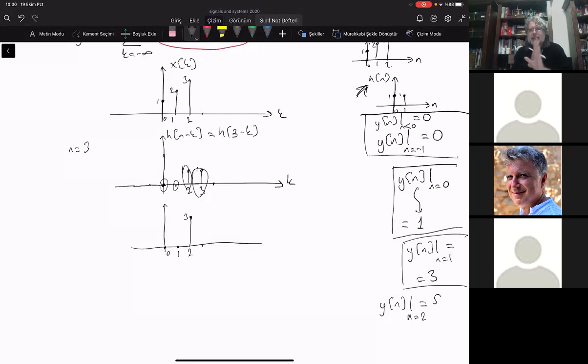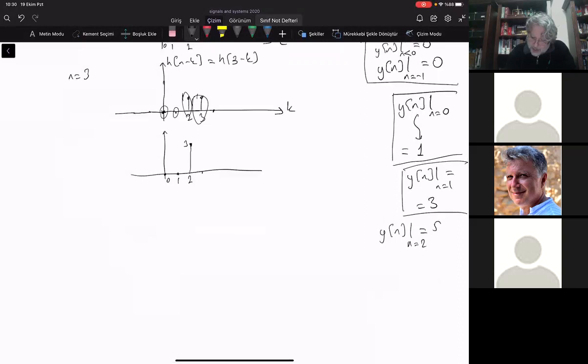So we are multiplying as long as they overlap. They overlap at some points, and after some points, they start not overlapping. For example, what would happen if n is greater than 3? Let's say it's 4. Then it's shifted 4 times to the right, which will fall out of the range of x of k, so they will not overlap. And since there's no overlap, we know that starting from 4 and onwards, y of n is equal to 0.